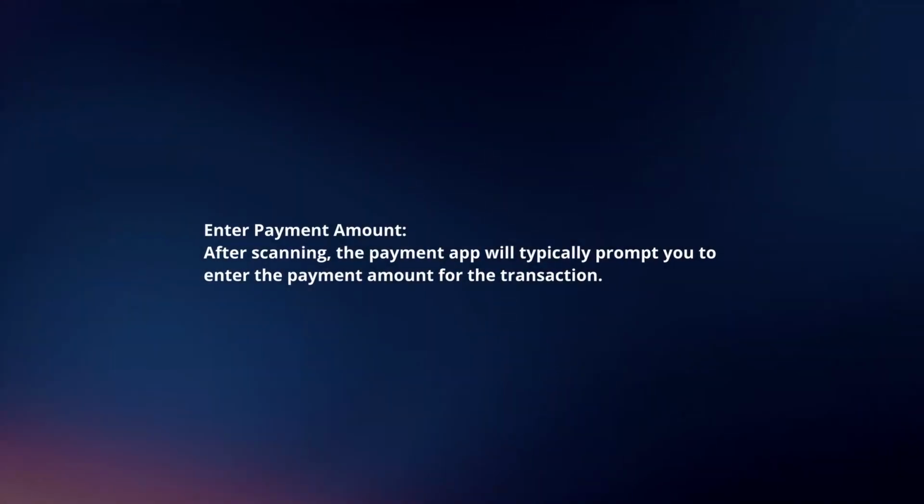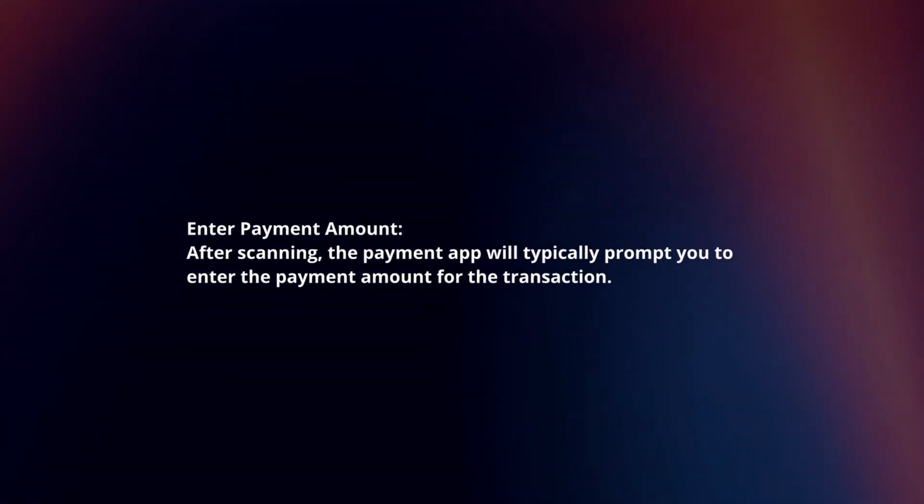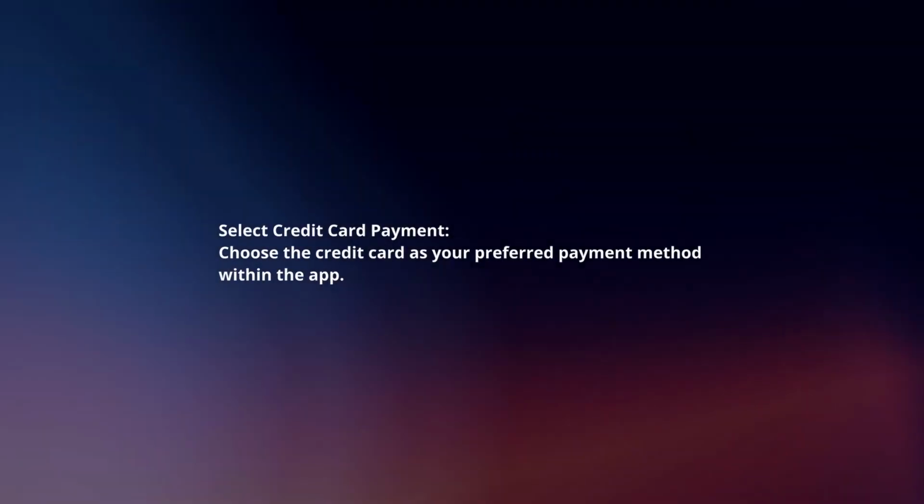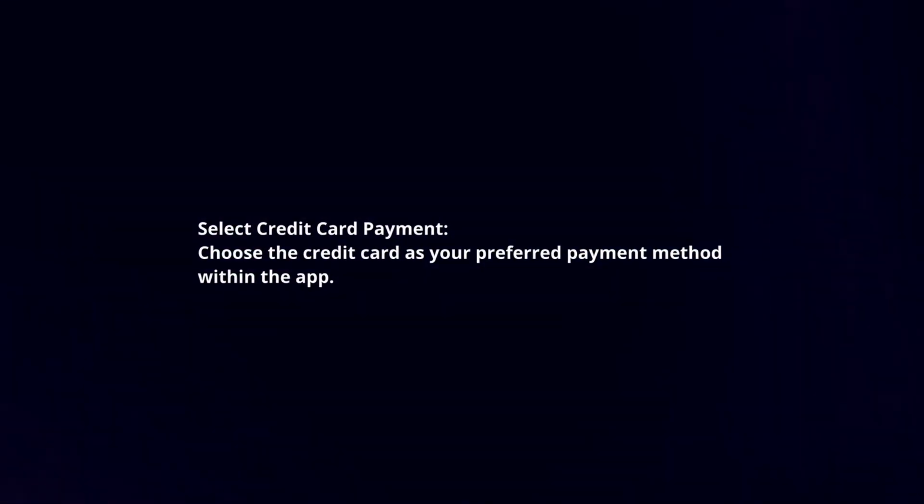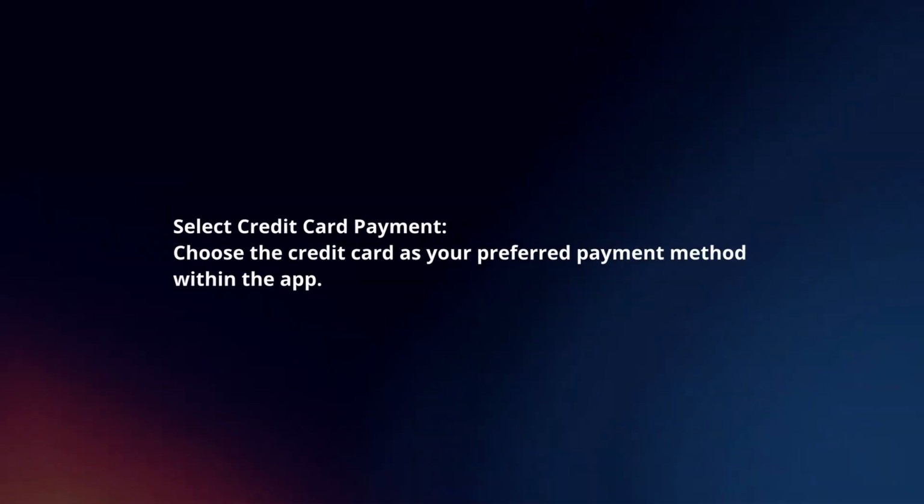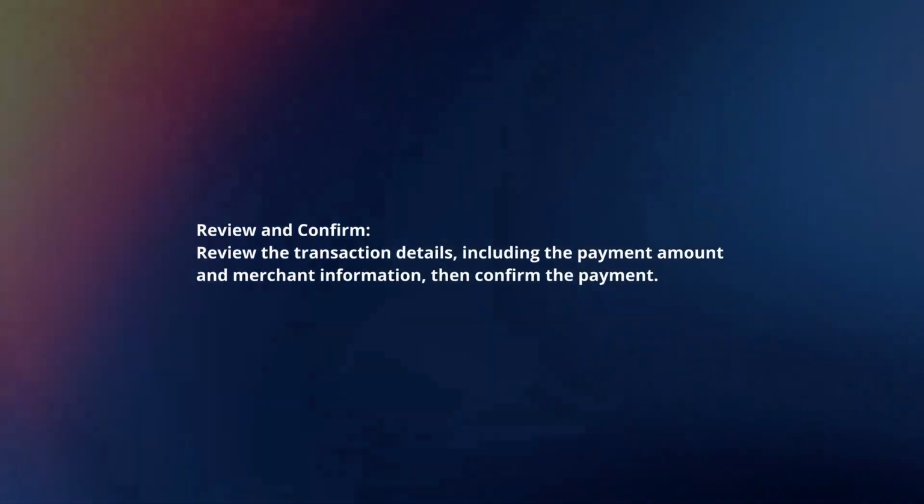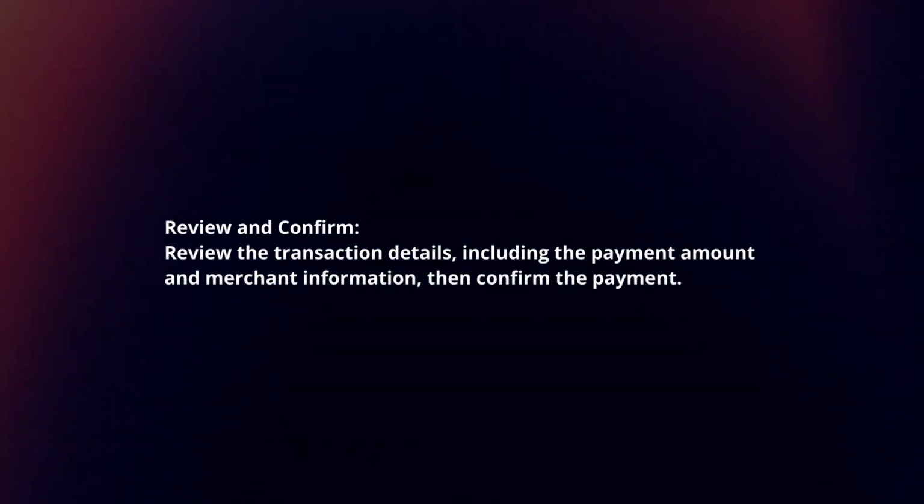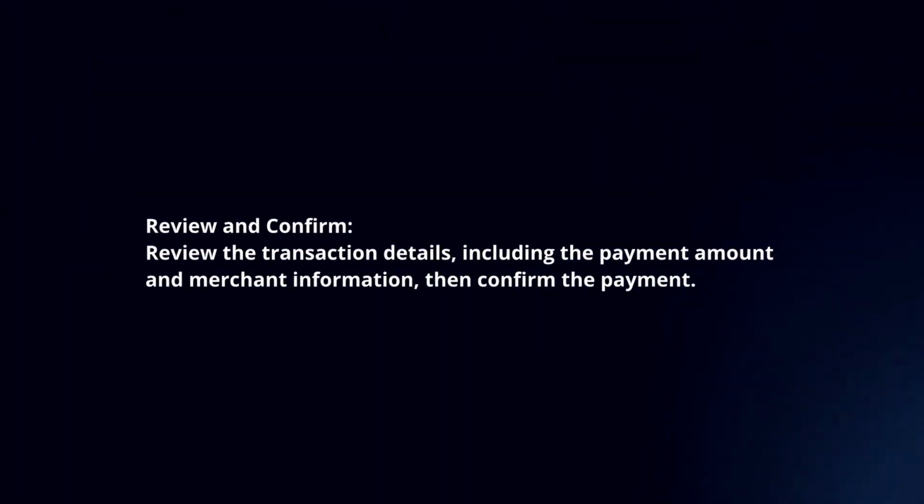Enter payment amount. After scanning, the payment app will typically prompt you to enter the payment amount for the transaction. Select credit card payment. Choose the credit card as your preferred payment method within the app. Review and confirm. Review the transaction details, including the payment amount and merchant information, then confirm the payment.